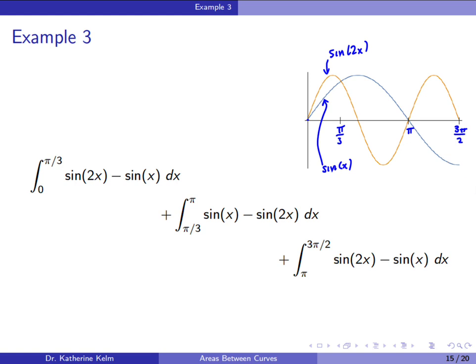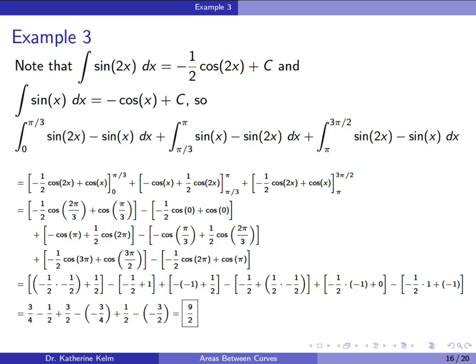As far as evaluating these integrals, I encourage you to pause the video and try to compute them yourself before continuing. Here are some details if you want to check your work. You should get a final answer of 9/2.